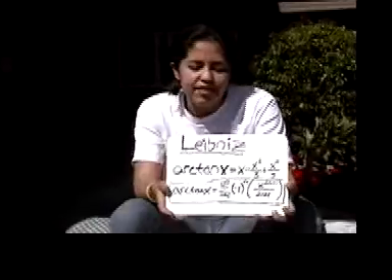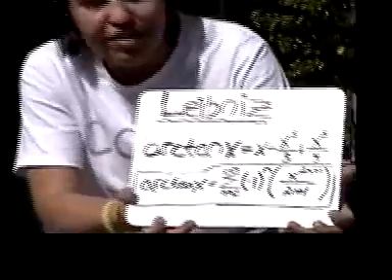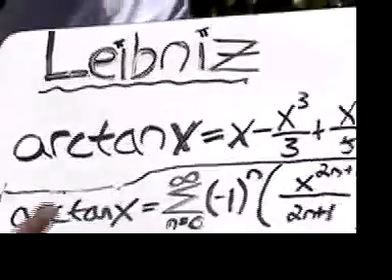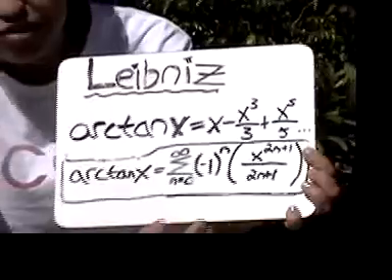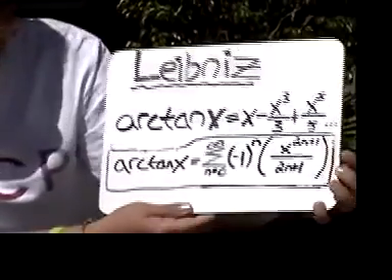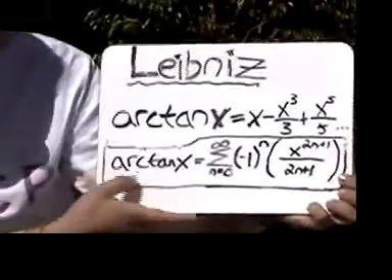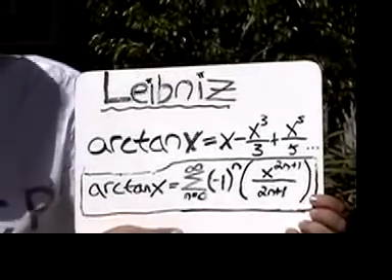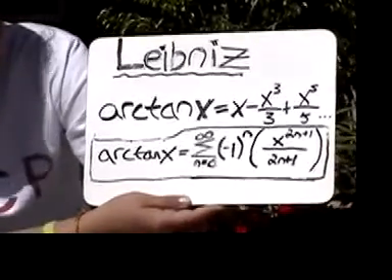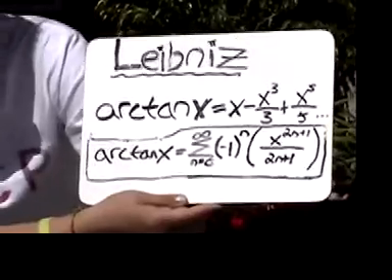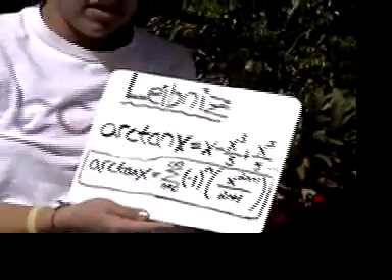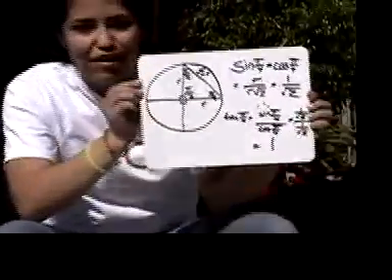In the 1670s, Leibniz discovered infinite series for arctangent, which is written like this, rewritten like that. So it's arctangent x equals x minus x cubed over 3 plus x to the fifth over 5, and so on. And rewritten as arctangent x equals sigma n equals 0 to infinity, negative 1 to the n, x to the 2n plus 1 over 2n plus 1. He expanded the series to an arbitrary number of terms. He used this to find an equation for pi in terms of arctangent.